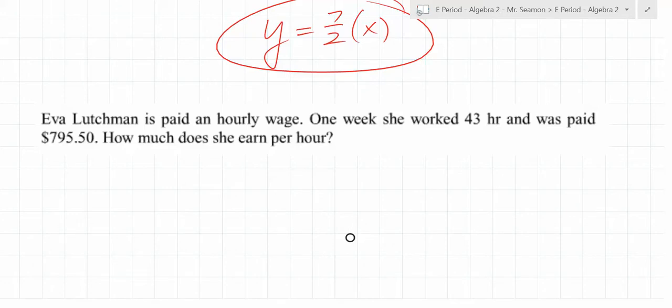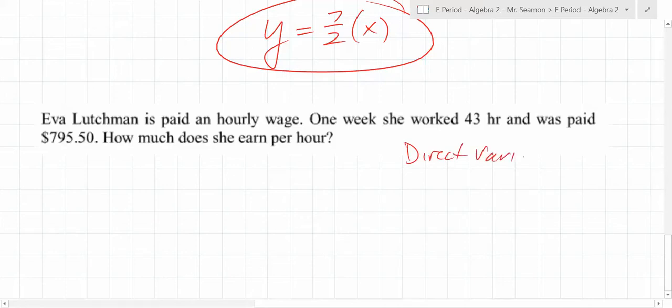So on this one it says, Eva Luckman is paid an hourly wage. One week she worked 43 hours and was paid $795.50. How much does he earn per hour? Oh, okay. So what does that tell us? It says we're going to tell you that it's direct variation. So we need to label our variables here. Which one do you want to be x and which one do you want to be y?